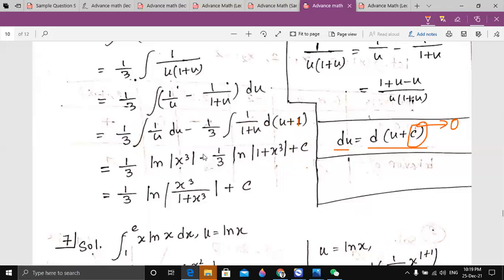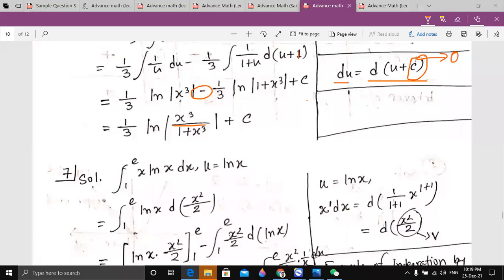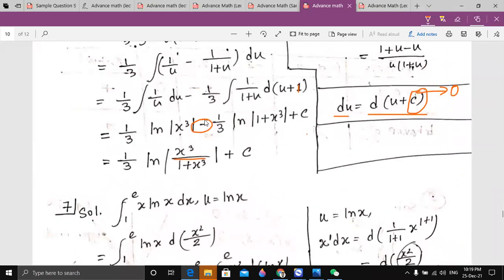So now for this minus, you can divide. Sorry, my internet connection was lost. It's okay. So for minus, you can just use the divide sign, right? So x cube divided by one plus x cube. So this is the final answer.